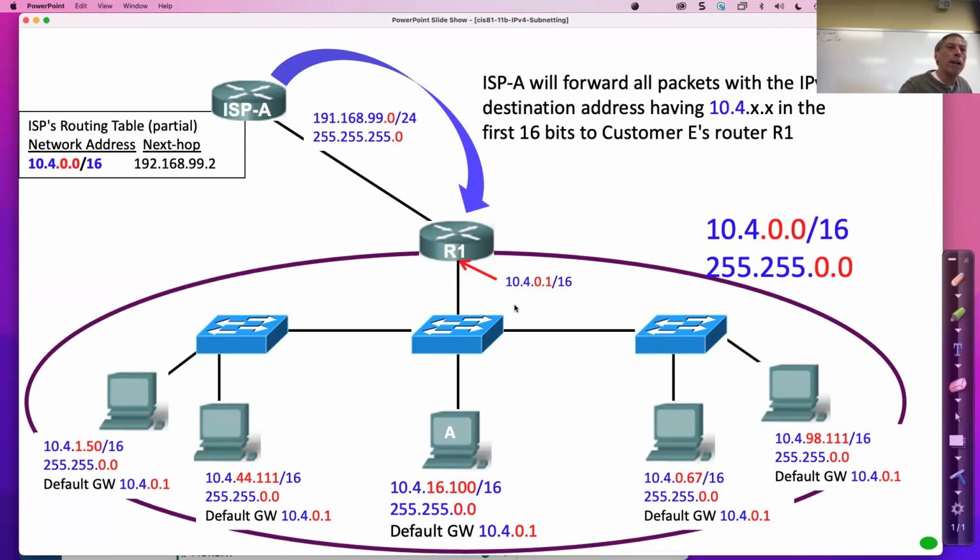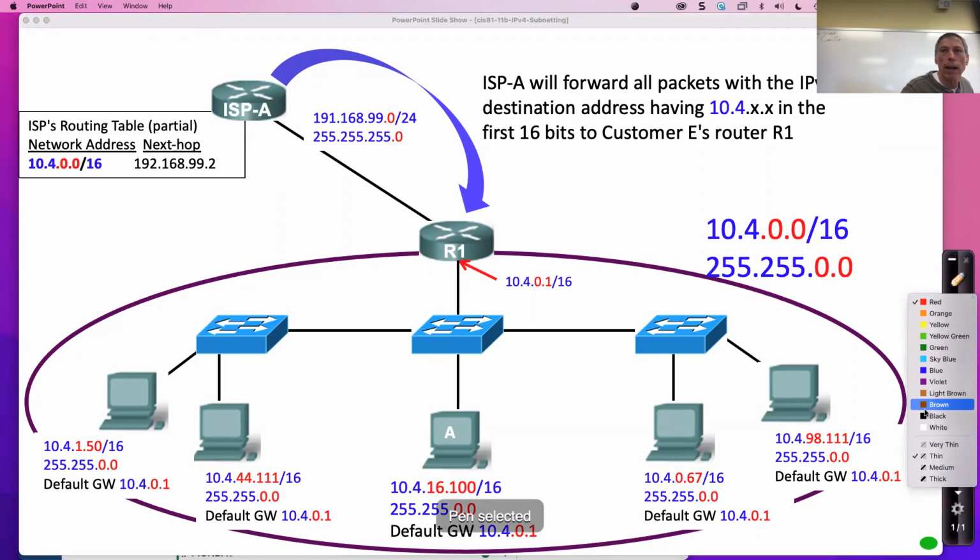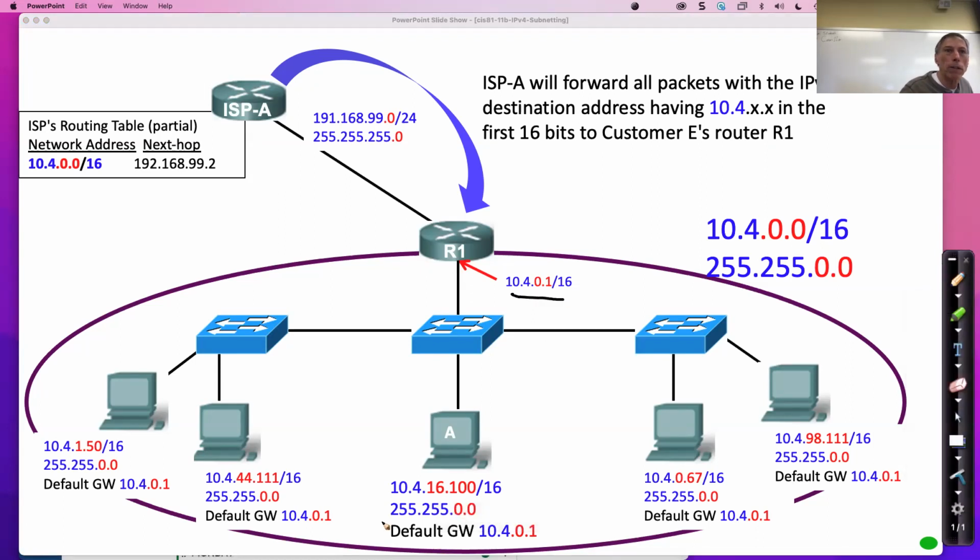Well, even the router here has an address, 10.4, and then the host portion. Notice this router's IP address. That's the default gateway for all these devices. And you'll notice that all these devices have an address that begins with 10.4. They all have a subnet mask of 255.255.0.0, /16. Okay. All right.